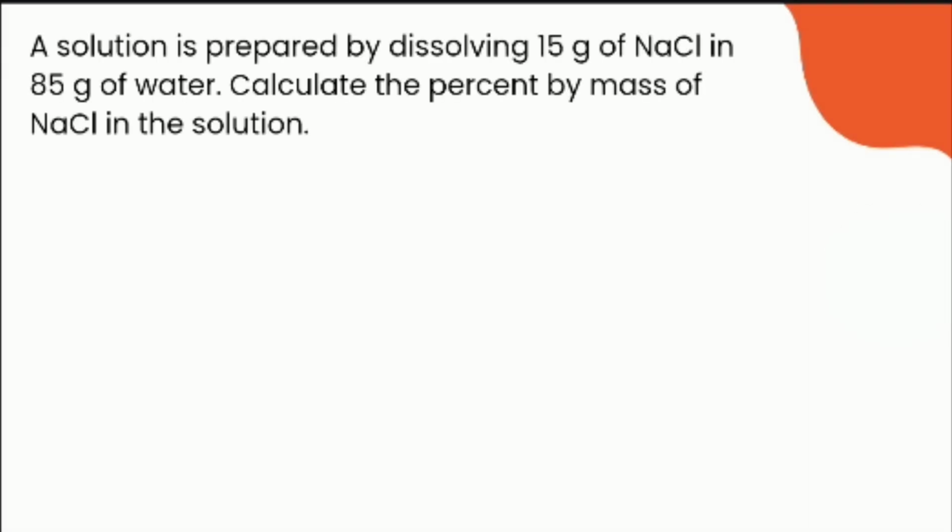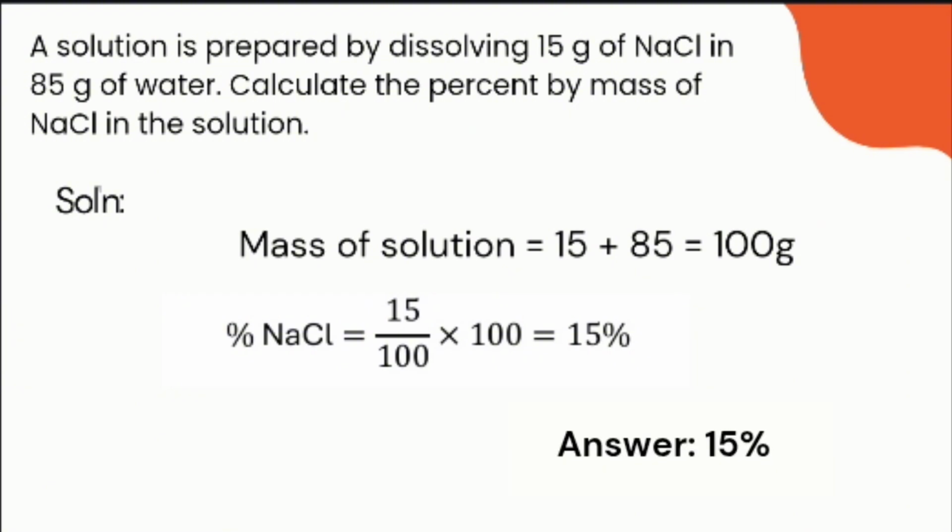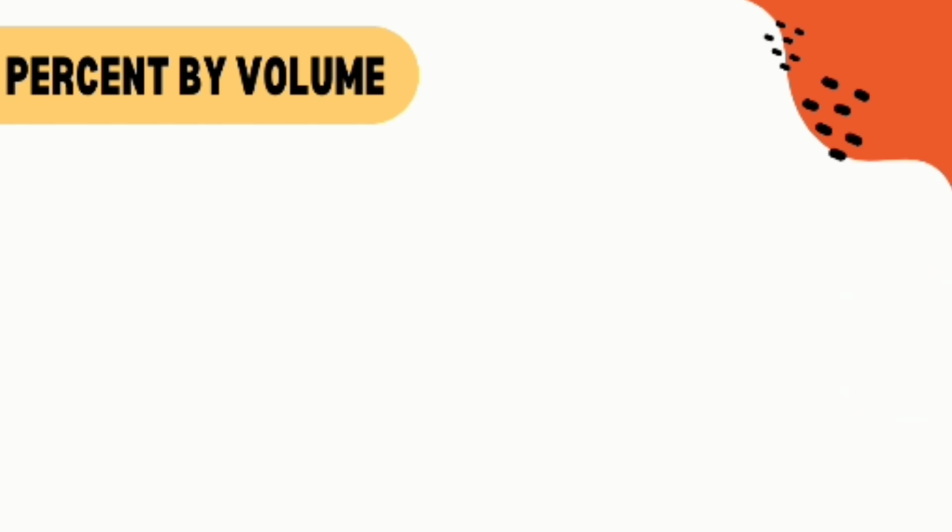So now we're going to solve the problem. The mass of solution: 15 grams of sodium chloride is added to 85 grams of water, and that makes it 100 grams of solution. Next, the percent of sodium chloride equals 15 grams divided by 100 grams of solution times 100, which equals 15%.